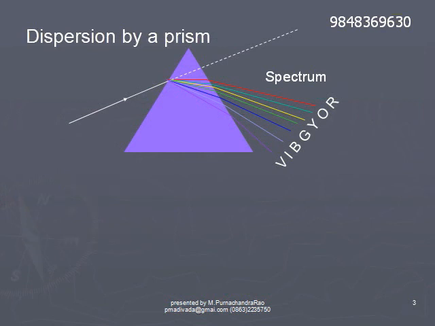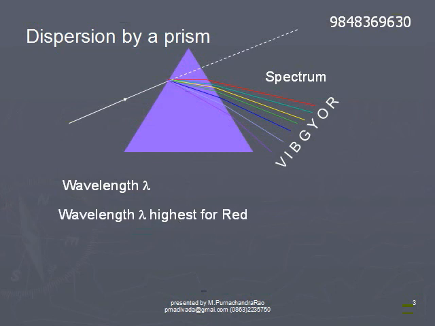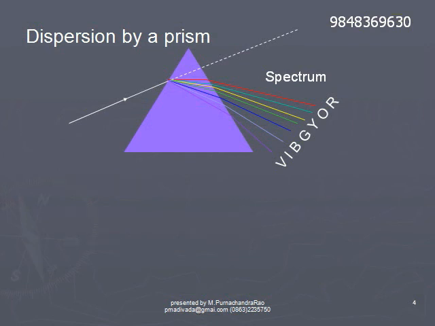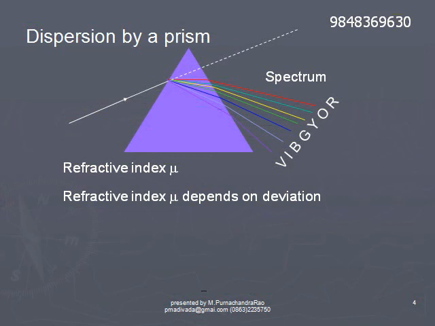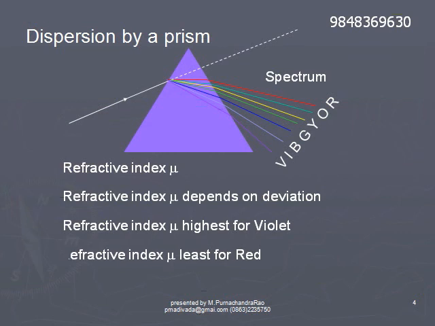We know that the wavelength of red is highest and the wavelength of violet is least. When we come to the deviations, we notice the deviations. Now we will go to the refractive index. The refractive index depends on the deviation. If the deviation is highest, the refractive index is highest. If deviation is least, the refractive index is least. So the refractive index is highest for violet and it is least for red.